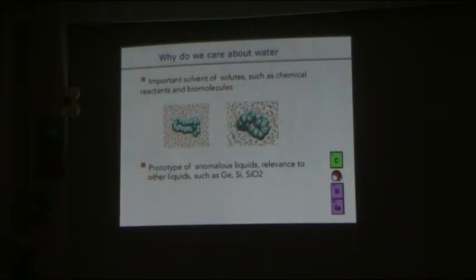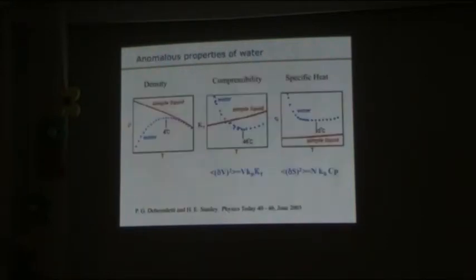The second reason we are interested is that water has these anomalies and is a kind of prototype for other materials, especially if we compare with the group 4 materials in the periodic table. You can see that water can be placed somewhere between copper and silica. So understanding the anomalies of water can give some indication for understanding other materials sharing the same anomalous behavior.